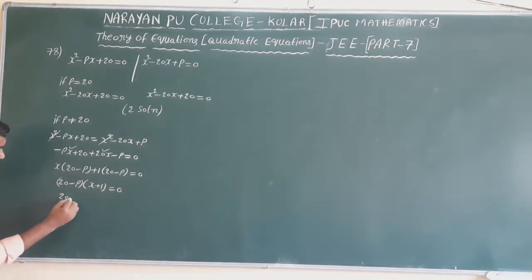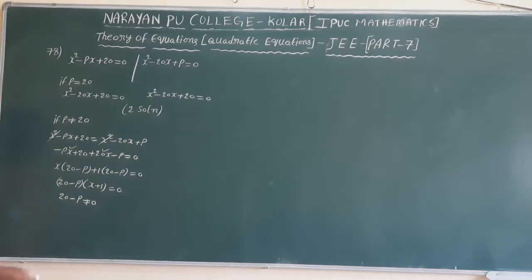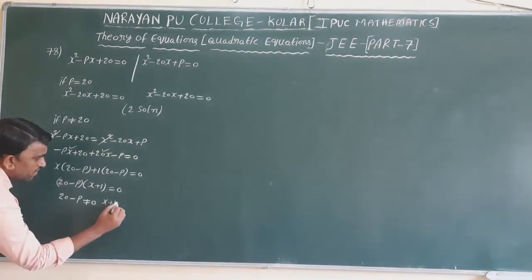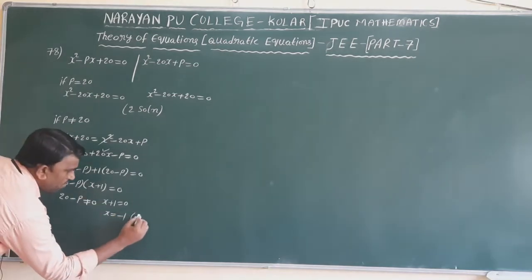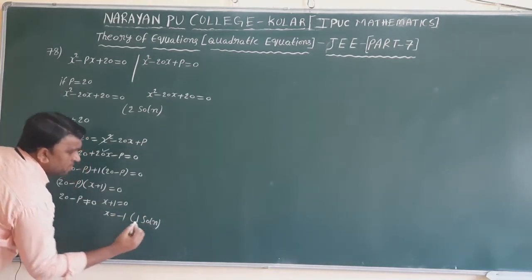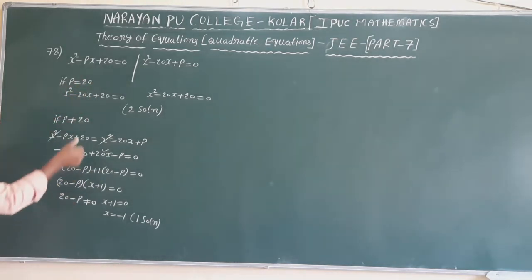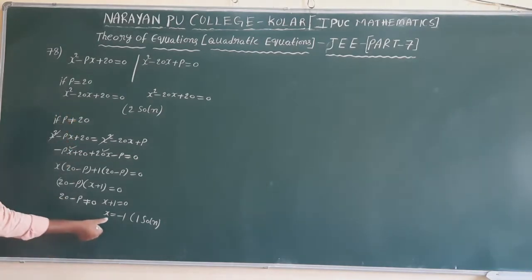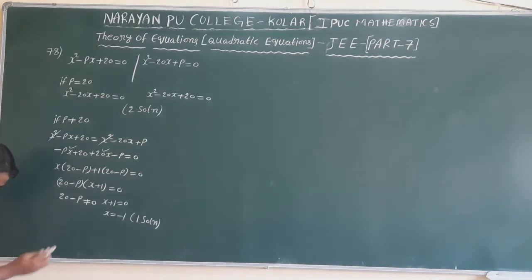But 20 minus p is not equal to 0. Why? Because we took p as not equal to 20. So obviously x plus 1 equal to 0, so x equal to minus 1. It is one more solution. So for p equal to 20, we got 2 solutions for both equations. For p not equal to 20, we got only one solution. So then the total number of solutions is how many? 3. So option D is correct. Option D is correct.